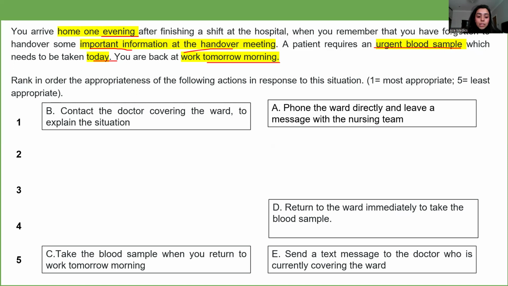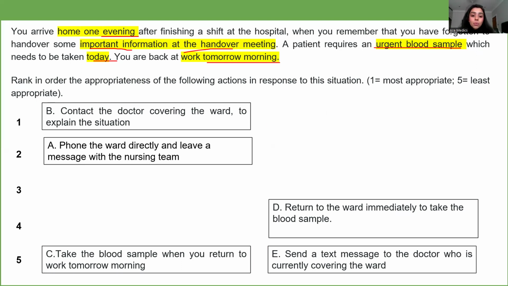Now that we've got our best option and our worst option, we're left with three options: A, D, and E. If you're not able to contact the doctor who is covering your shift, the next most sensible thing would be to phone the ward directly and leave a message with the nursing staff. It's not the best option, because whenever we do a handover, and we talk about this in more detail during our course, you should always hand over to the clinician who's responsible for the role that you're covering. It's not really the nurse's job; yes, they may take the blood sample, but it's not their job to action the blood test and interpret it. It's the role of the clinician who has requested the blood test. This is why it's most sensible to contact the doctor who's covering your shift.